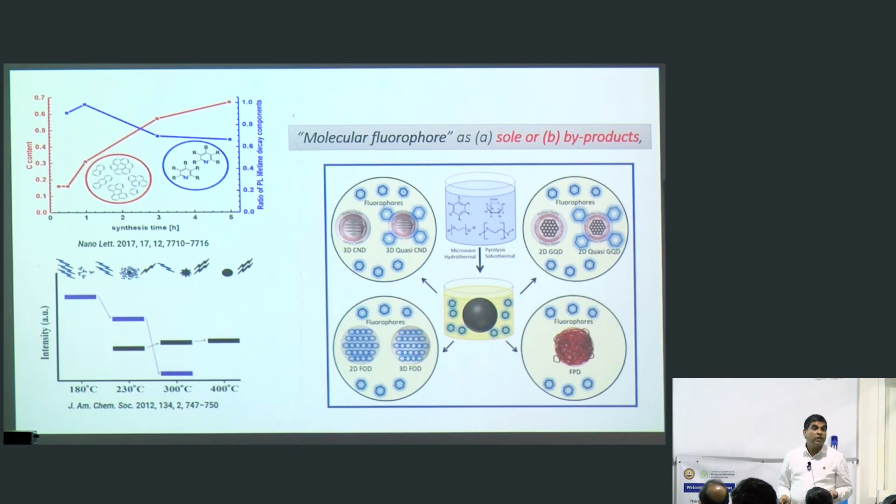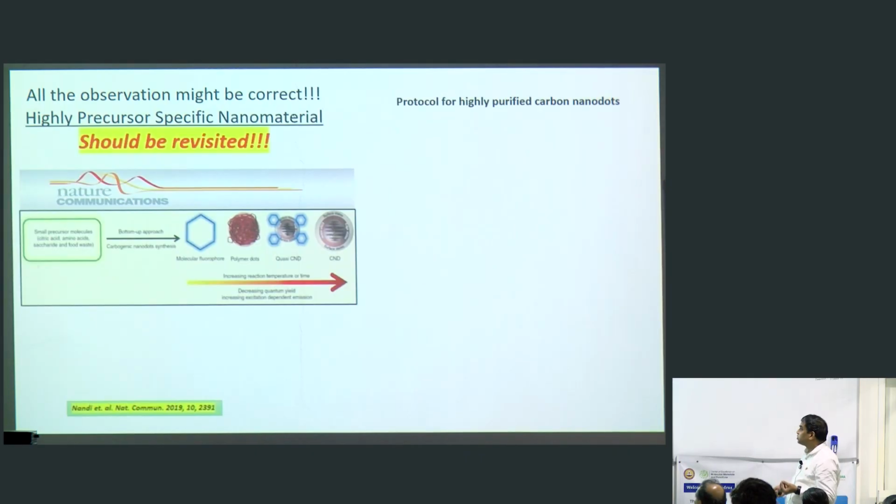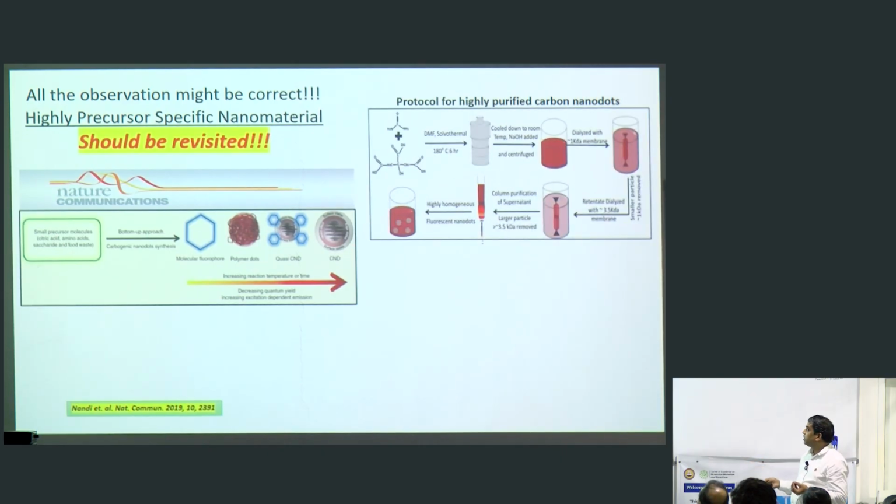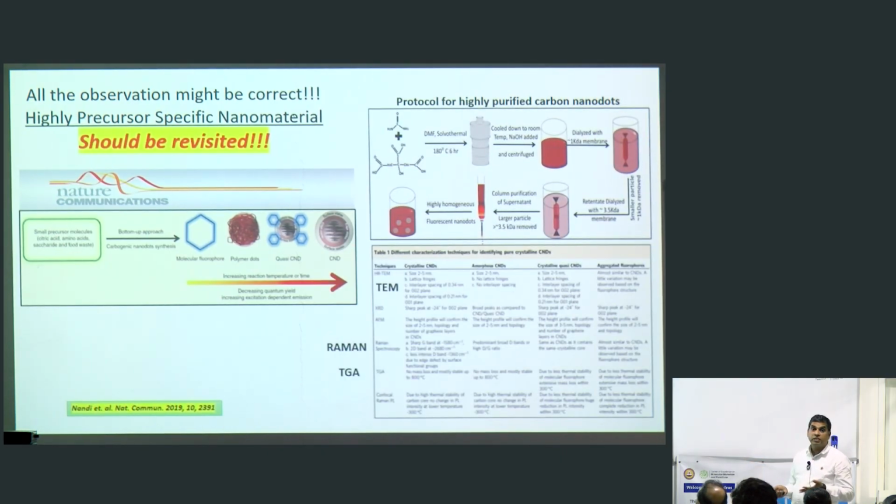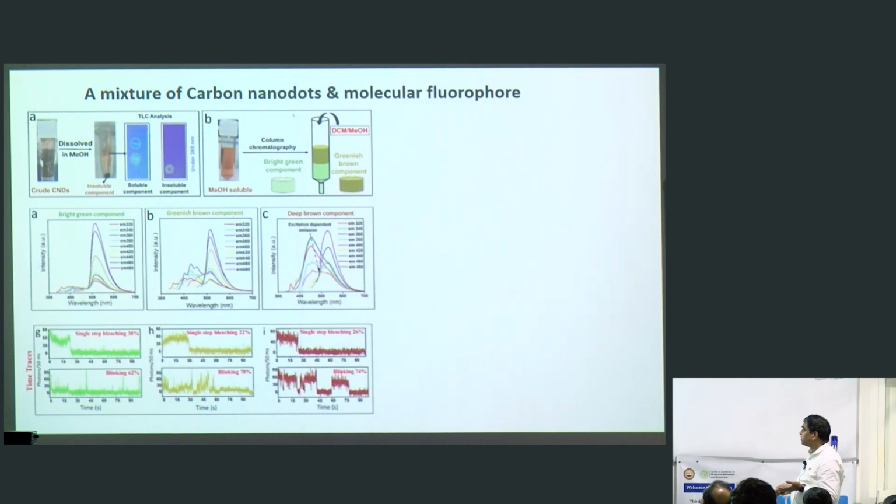So actual carbon dot might not be present all the time. It might be present only 5 or 10%. So one has to do a very nice, thorough investigation, and that's what we proposed in 2019 in Nature Communications: that one has to be careful and do a very thorough study by purifying and then understanding what the structure is. So that's important in carbon dots.